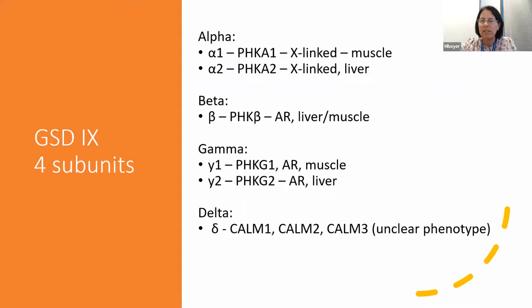The phosphorylase kinase enzyme is a heterotetramer composed of 4 subunits. The alpha and beta subunits are regulatory in nature, and the gamma subunit contains the catalytic site. The delta subunit is represented by calmodulin.